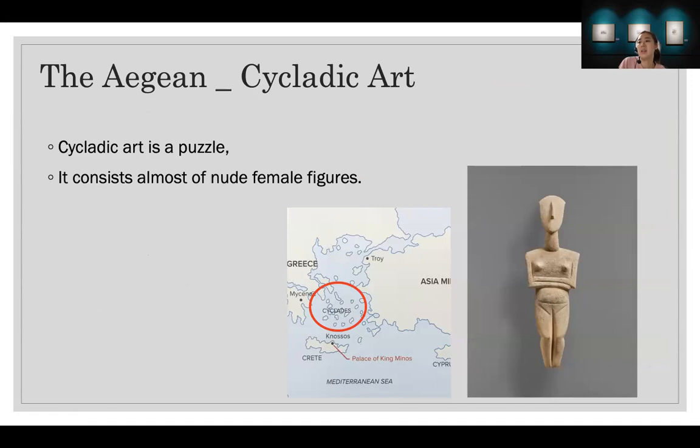The Cycladic is centered on a group of small islands in the Aegean. Cycladic art is a puzzle because we know almost nothing about the people who made it. It consists almost exclusively of nude female figures like this.